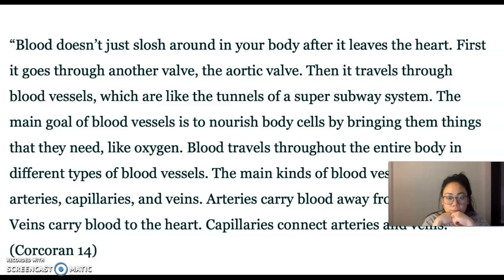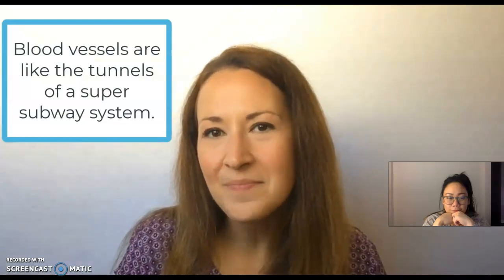Okay, so did you tap your nose? What did you hear? How about blood vessels are like the tunnels of a super subway system? That's great! Just one more quick reminder. I love figurative language so much, I have to tell you one more thing. Do you know what kind of figurative language this is? Blood vessels are like a super subway system?